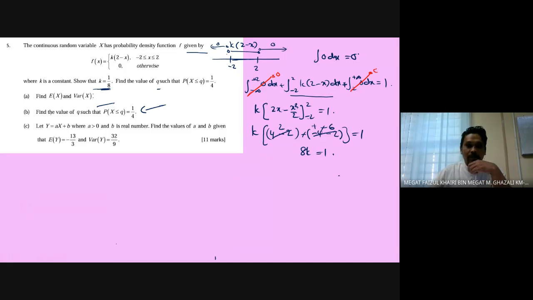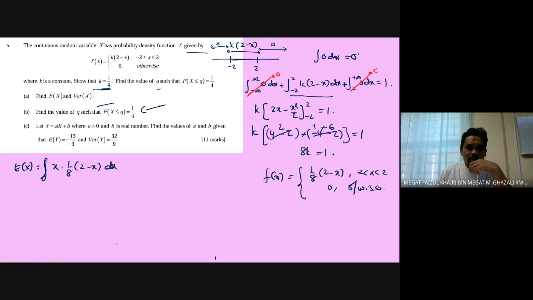Okay, so now the function is f(x) equal to 1 over 8 times (2 minus x) for x in between negative 2 until 2 and 0 otherwise. So now find E(X), expected value of x, which is integral of x times 1 over 8 (2 minus x) dx from negative 2 until 2.